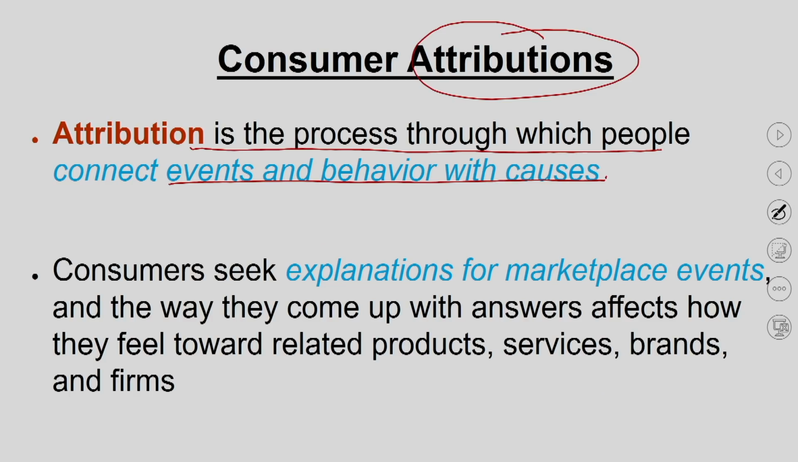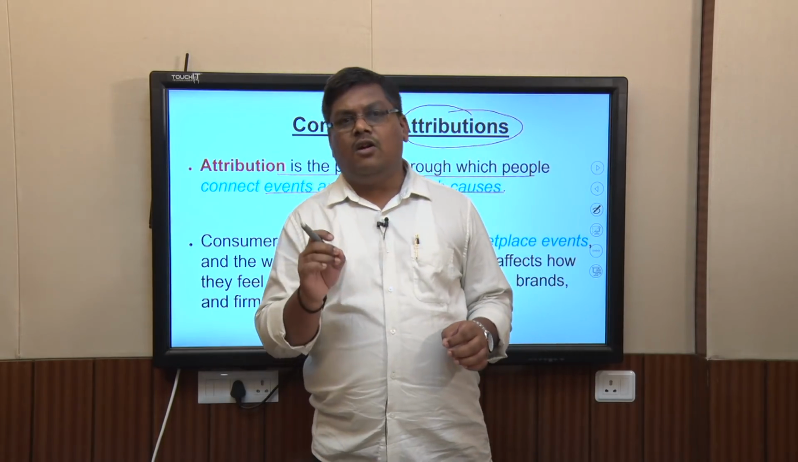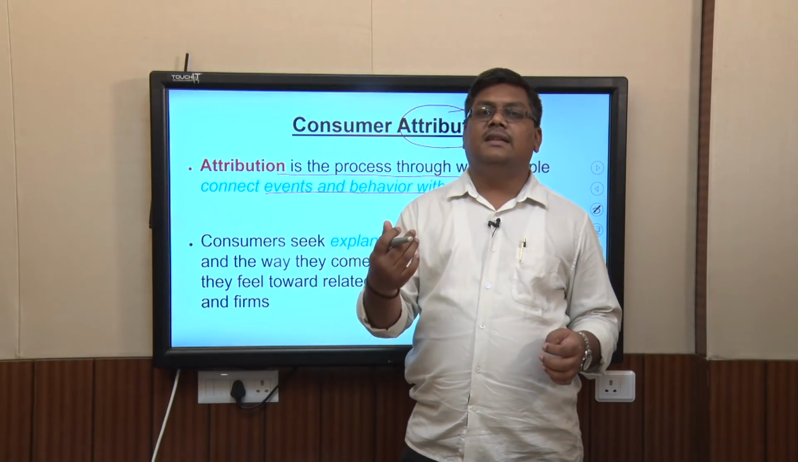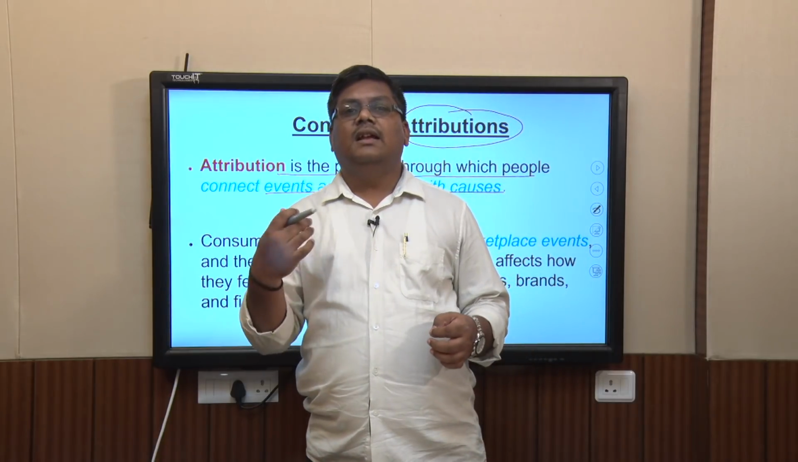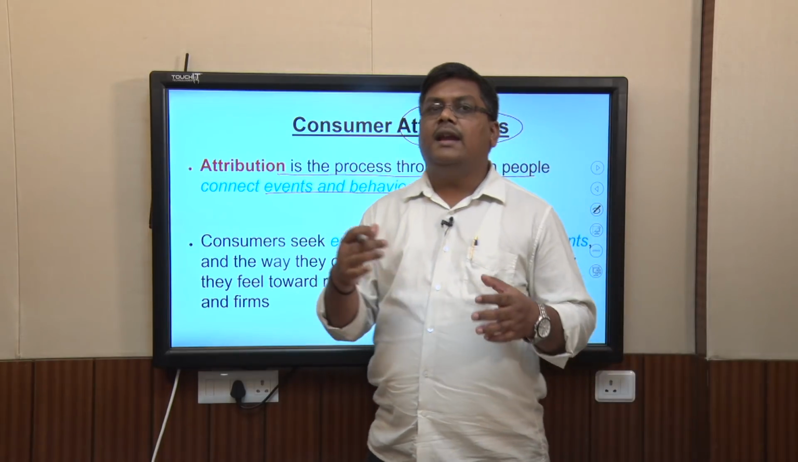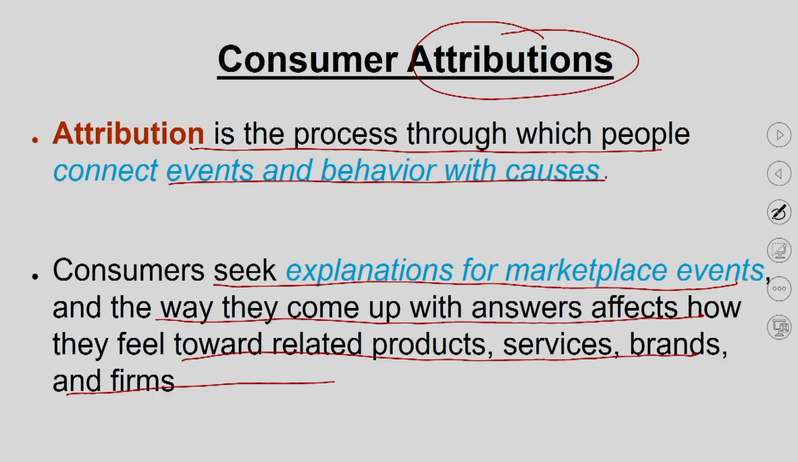And these consumer attributions are very necessary. Why? Because if the consumer has a proper reasoning behind an act, the more easily they understand, and the more chances that they will like a product or increase their purchases in the market and understand the market in a better way. So, the consumer seeks explanations for marketplace events, and the way they come up with answers affects how they feel towards related products, services, brands and firms. So, whenever the consumer is in the market, he actually wants to get answers to several questions.